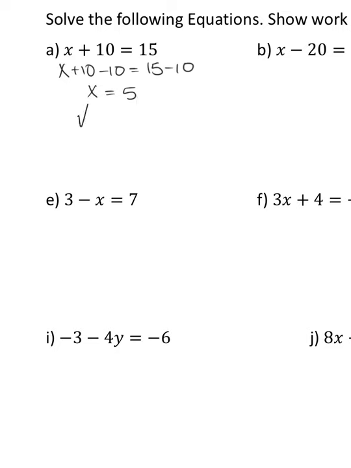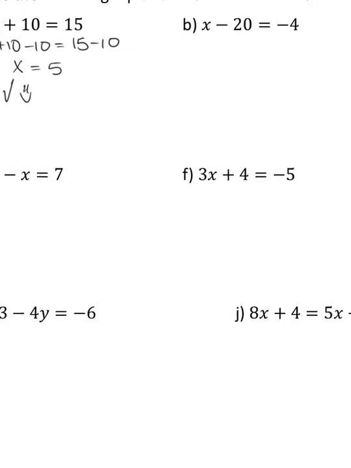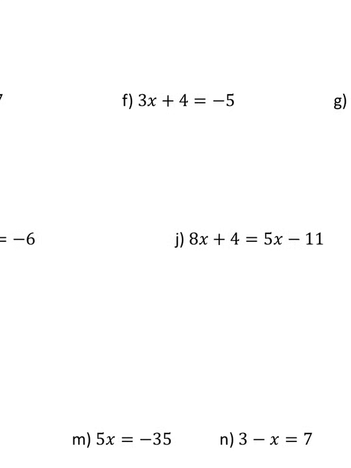Okay, so this is the simplest of the simplest, and I'm hoping that you're all comfortable with doing an equation like this, a step like this. So then let's go down a little bit and try to find a different question. Let's look at this one, F.